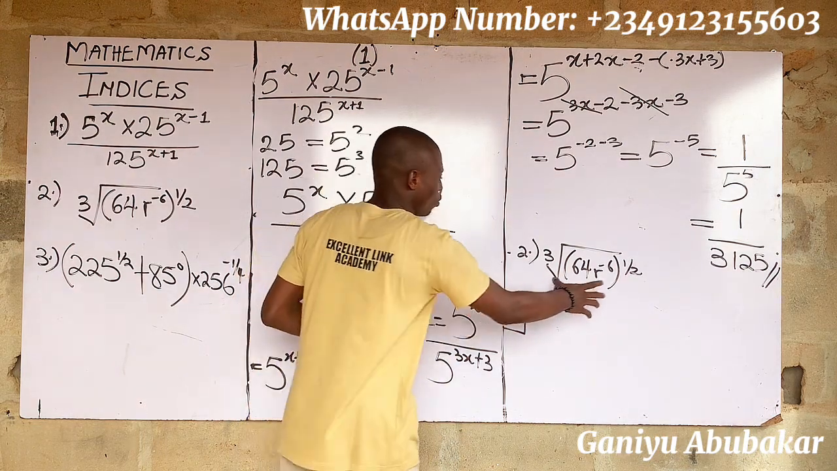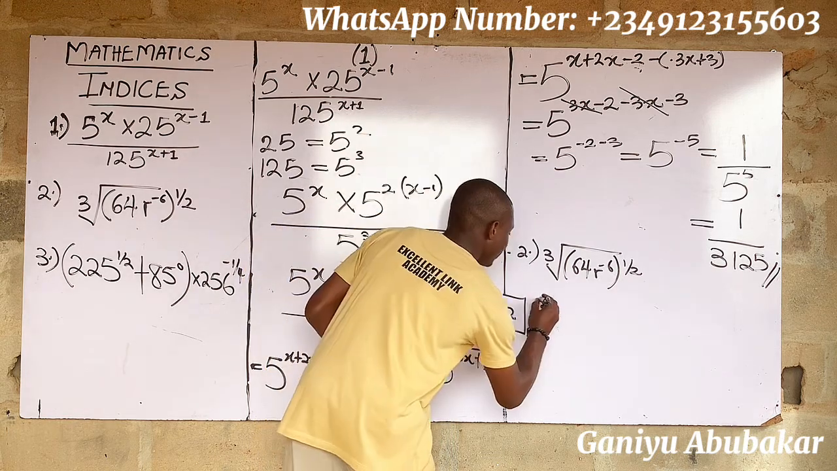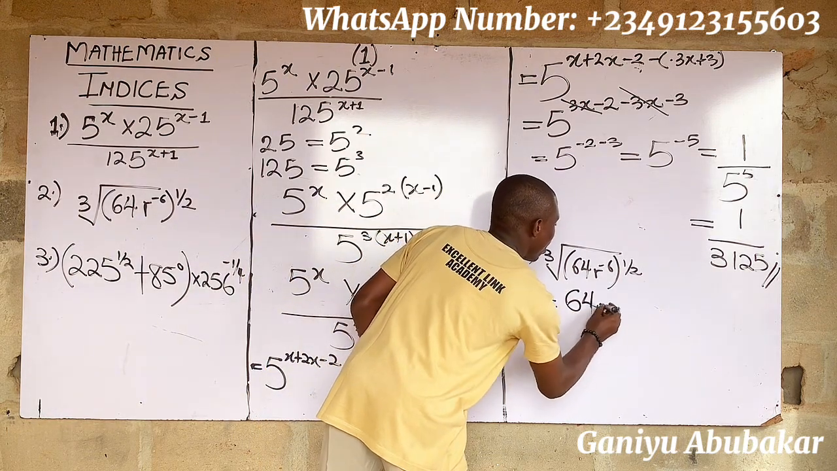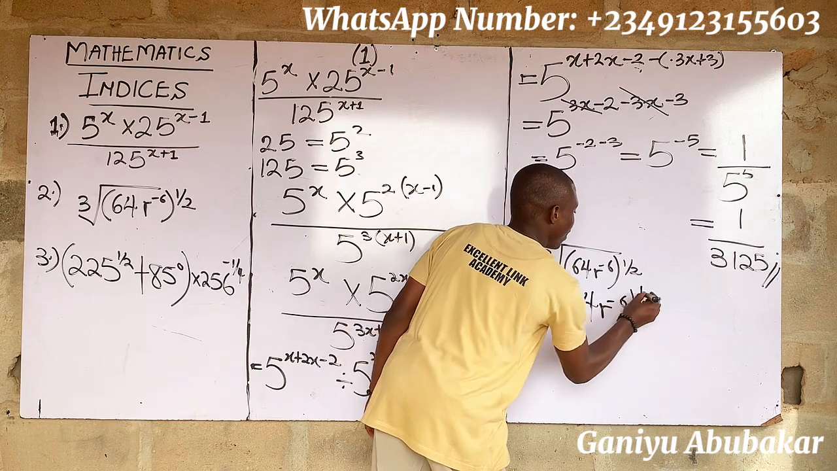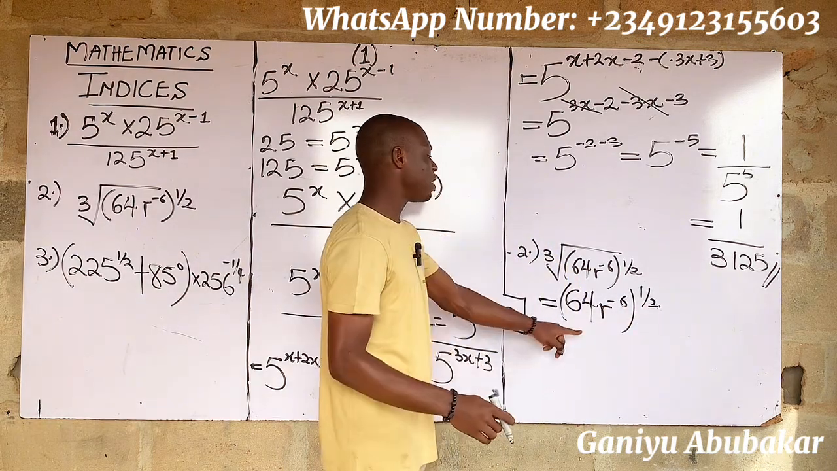I can choose to pick out the inside one first. So for the inside one there, I have 64 r to minus 6, then r to power half this way. Let me break this down.